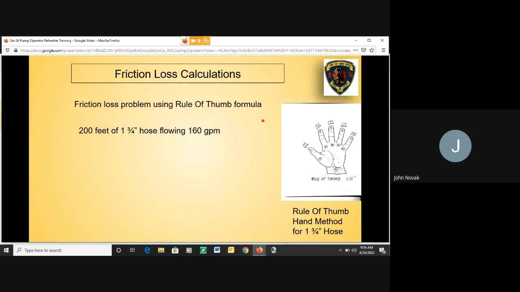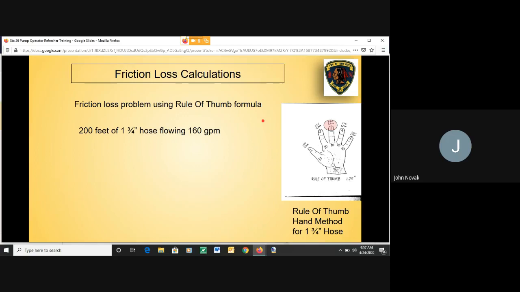So here is the rule of thumb formula that we taught for years, and it's still effective if you forget. I did the illustration here using our 200-foot pre-connect flowing 160 GPM. Again, it doesn't matter now because we have the new nozzles. It doesn't matter if it's a fog nozzle or a smoothbore nozzle. We can use the hand method, and looking at our hand method, 150 GPM probably comes the closest to our actual friction loss pressure using our coefficient.